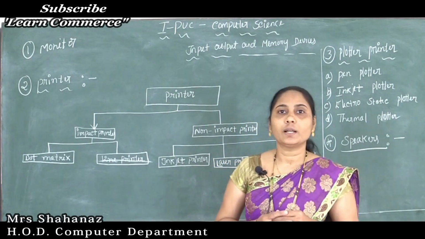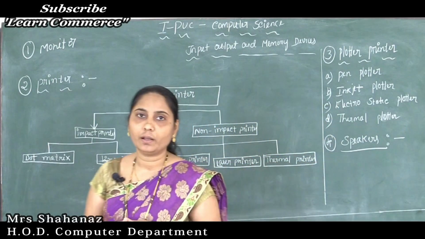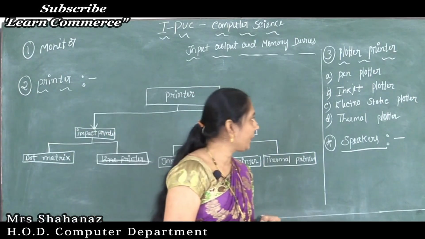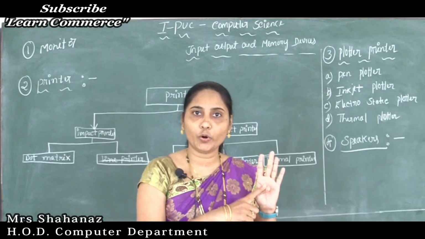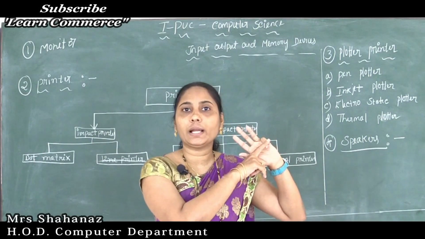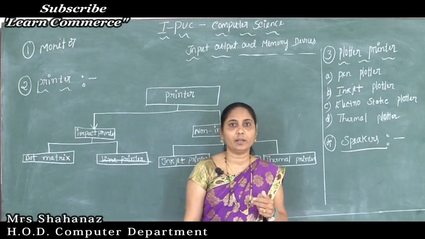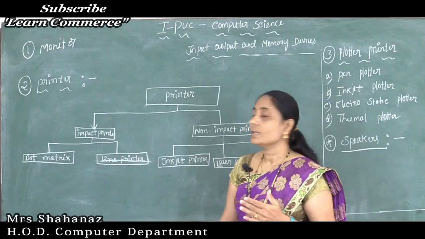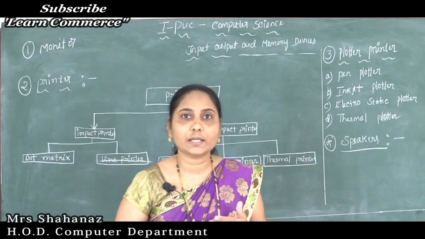Now, in today's class, we are going to start some other important output devices. Some examples of output devices are printer, plotter and speakers. We know that the input device examples are keyboard, mouse, joystick, optical mark reader, optical character reader, MICR, magnetic ink character recognition. Now we are in the concept of output devices. So I am going to start the second most important output device, that is the printer.